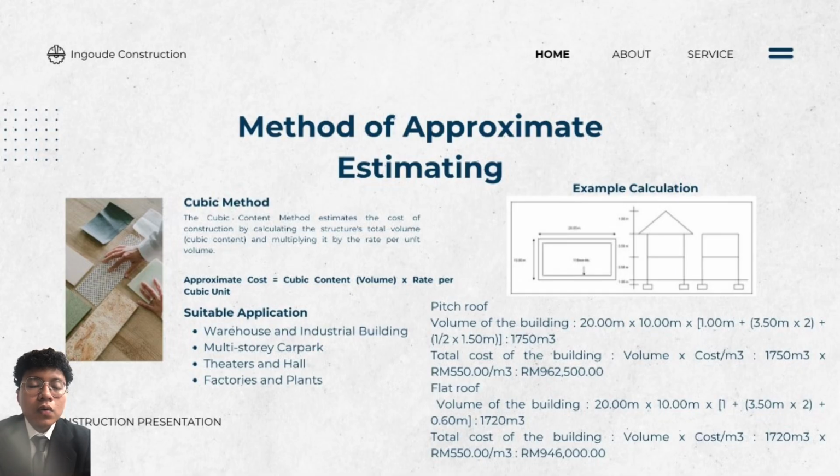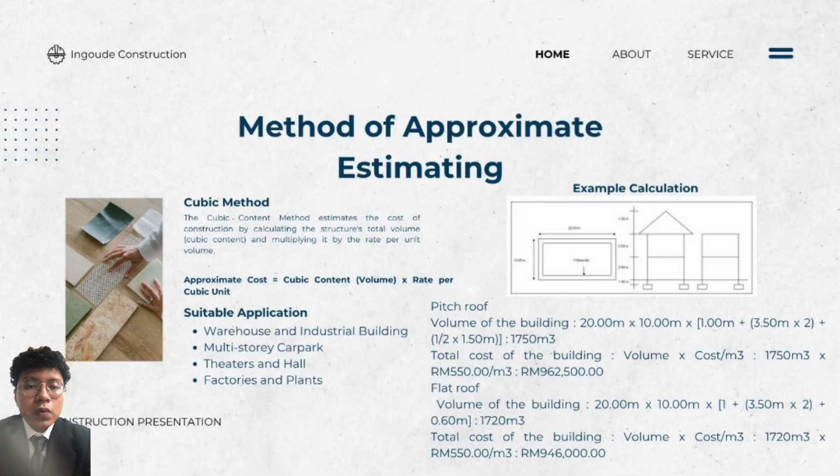We continue with cubic method. This method multiplies the volume of the building, length times width times height, by the rate per cubic meter. This method is best suited for warehouse projects, multi-storey car parks, factories, and halls. This is our example for cubic method.